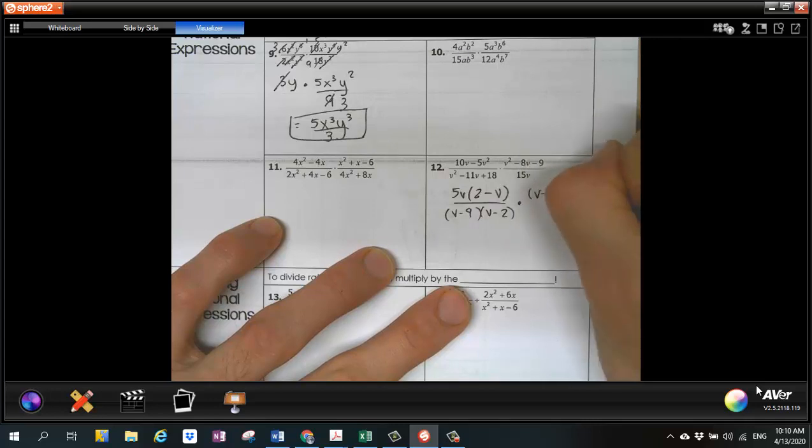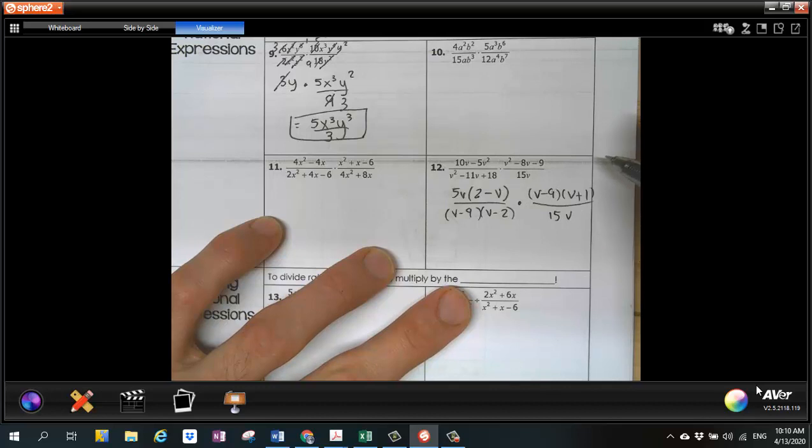Let's do -9 and +1, like we factored earlier this year. And then we still have 15v in the bottom side of that. Now we can cancel some things.